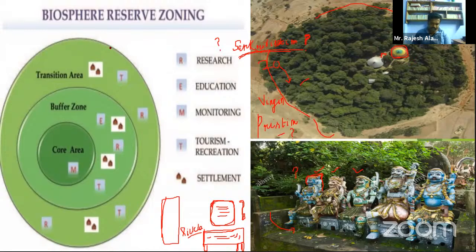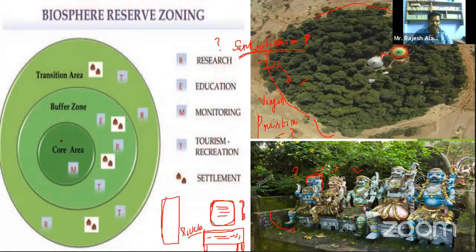So what is the condition here? It should be having some rare and endangered species. There should be some regular water supply. So we'll go into detail with some minimal points. Core: what is the criteria to declare some area as a core, sir?